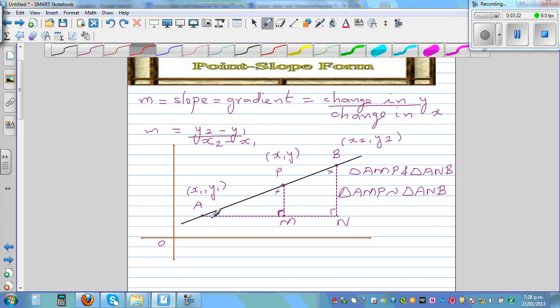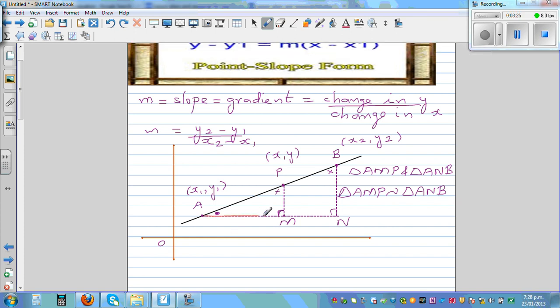So what is this length? This length would be x minus x1. Now what is this length, from A to N, in the mother triangle? It would be x2 minus x1. Can I say this is x2 minus x1? This length, PM, is y minus y1. And this side, PN, would be y2 minus y1.